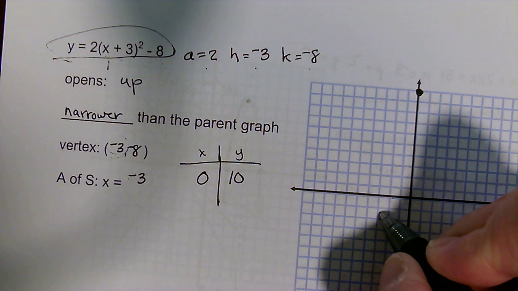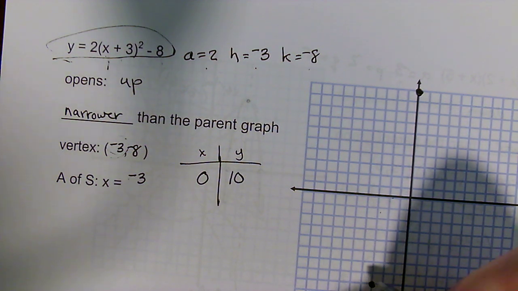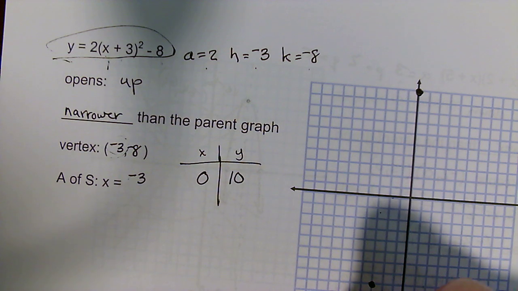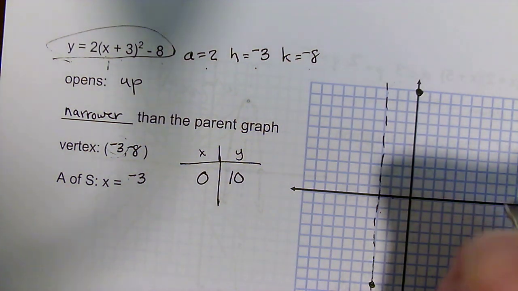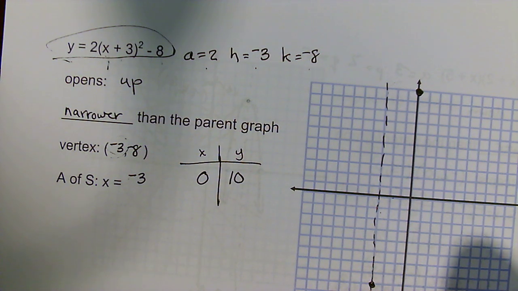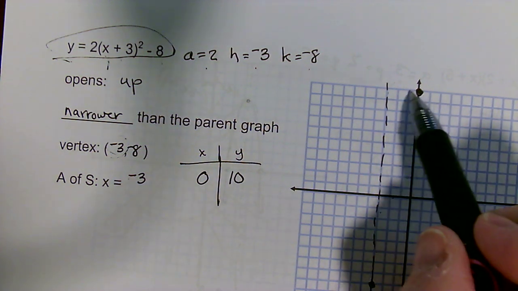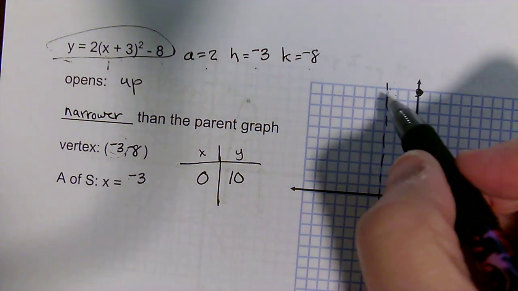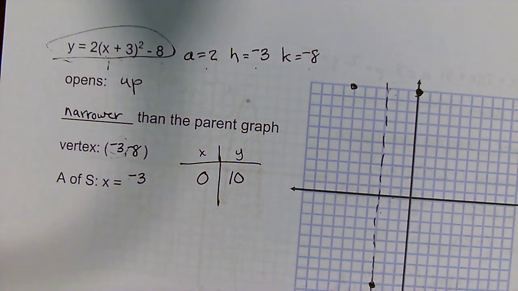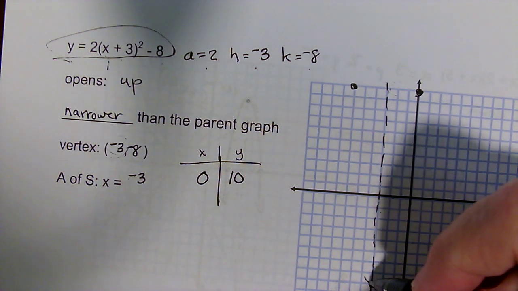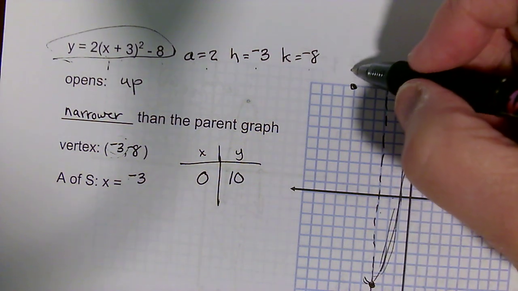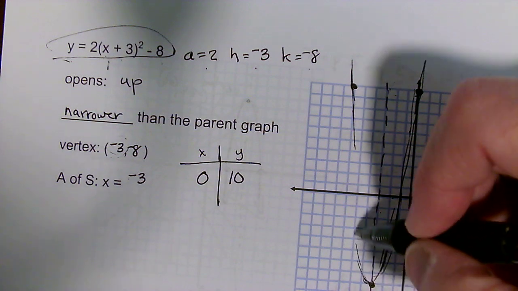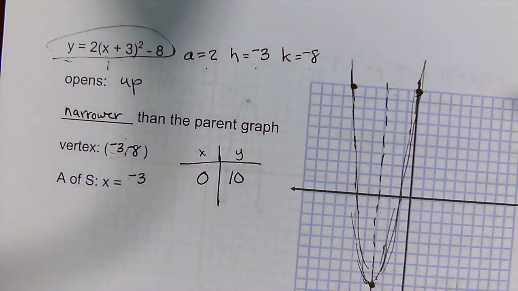Negative 3, negative 8 is the vertex. The vertical line through the vertex is our axis of symmetry. That would be x equals negative 3. This point is 3 to the right of the axis of symmetry, so I can go 3 to the left of the axis of symmetry. And then that's enough to draw a rough sketch of my parabola. It's going to be quite narrow because it has to go through those 2 points up here, but it also has to go through this vertex way down on the bottom.